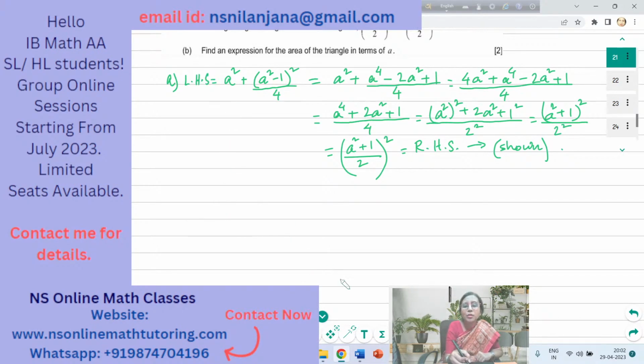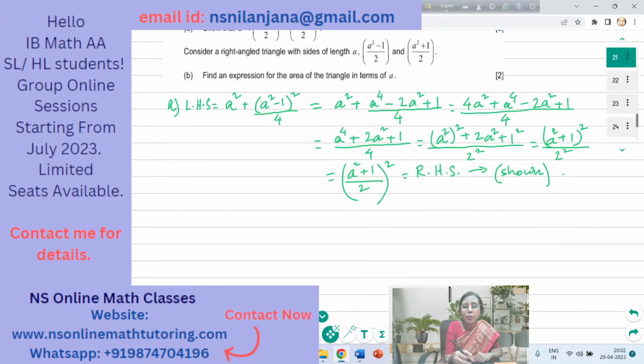Now coming to part B, there is something. Yeah. Consider a right angle triangle with sides of length A square minus 1 over 2 and A square plus 1 over 2. You see, since these are the sides, so automatically it is clear that this will be the hypotenuse, because this side square plus this side square is equal to the hypotenuse. This is the hypotenuse. And these are the other two sides, which are including the right angle, because the subpart B says find the expression for the area of the triangle in terms of A.